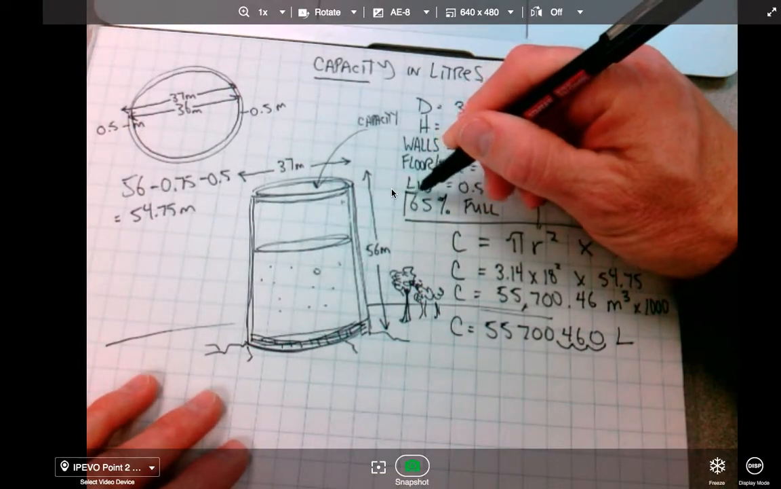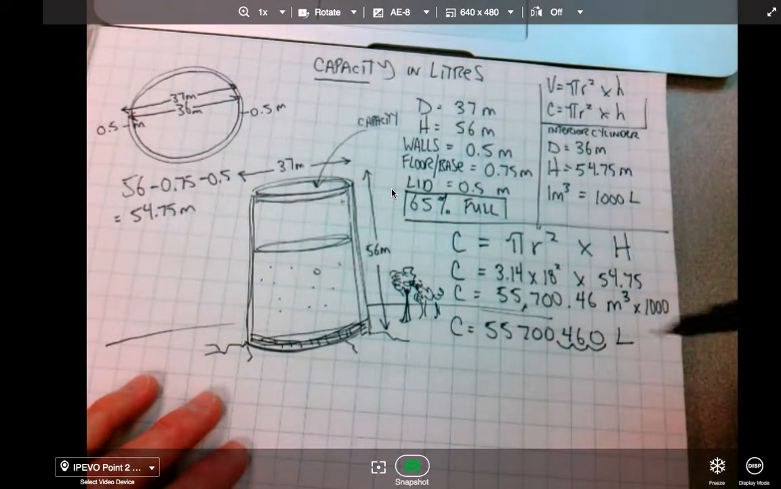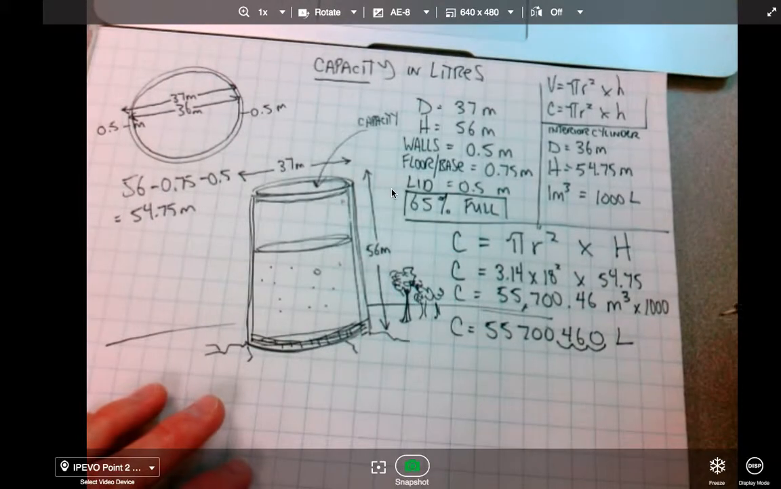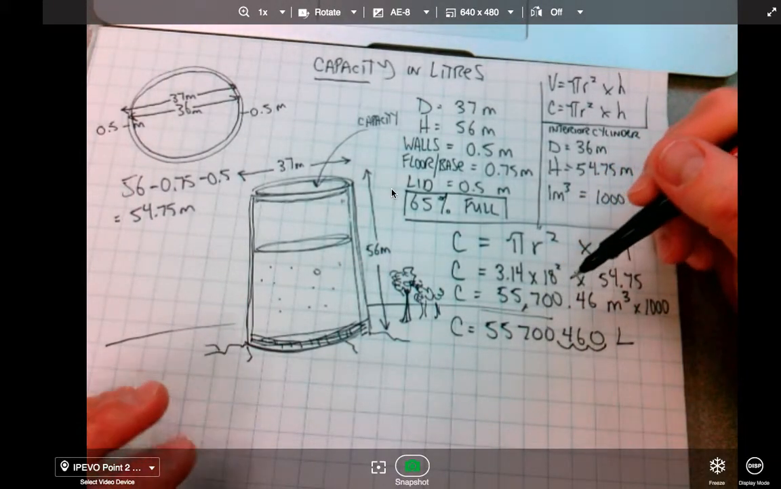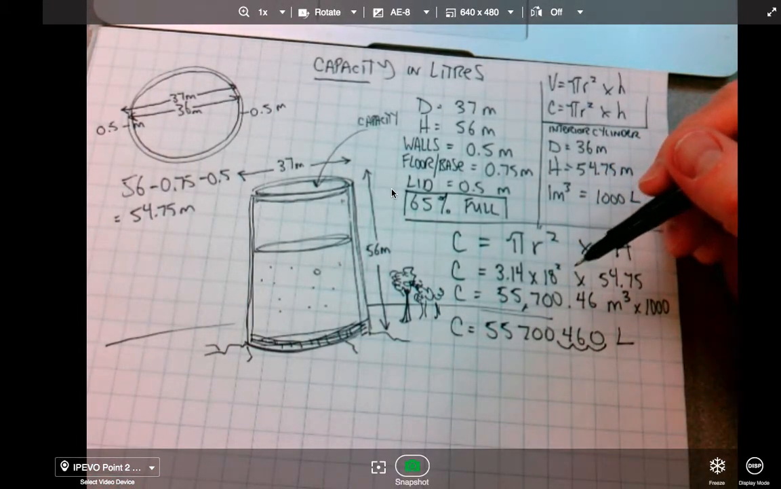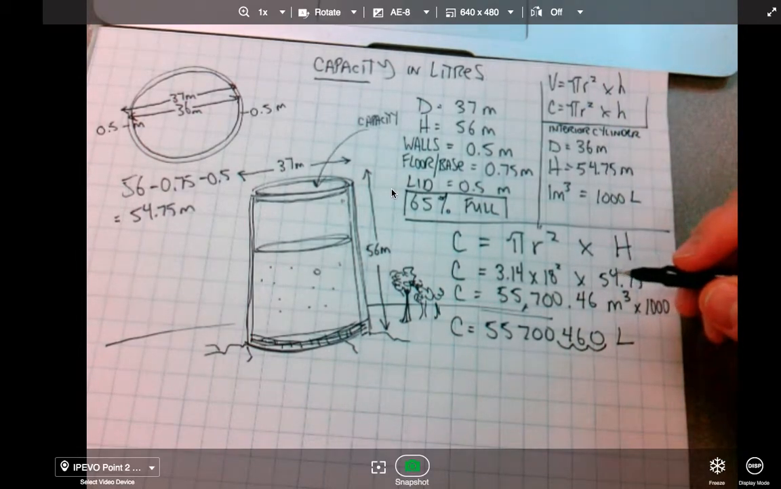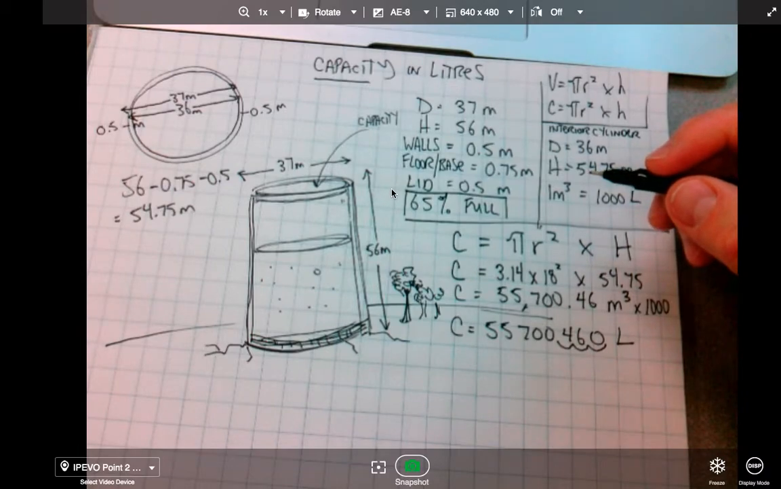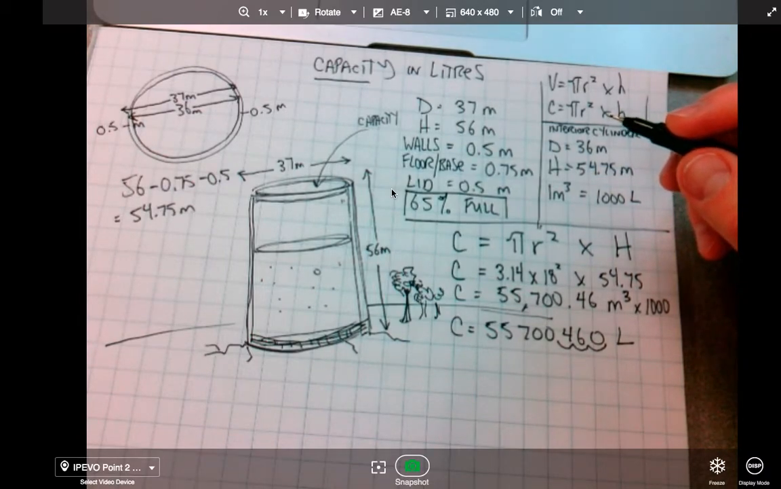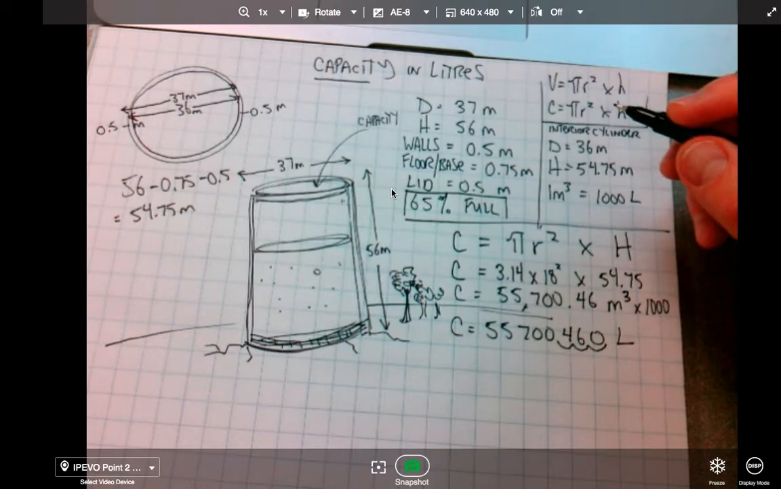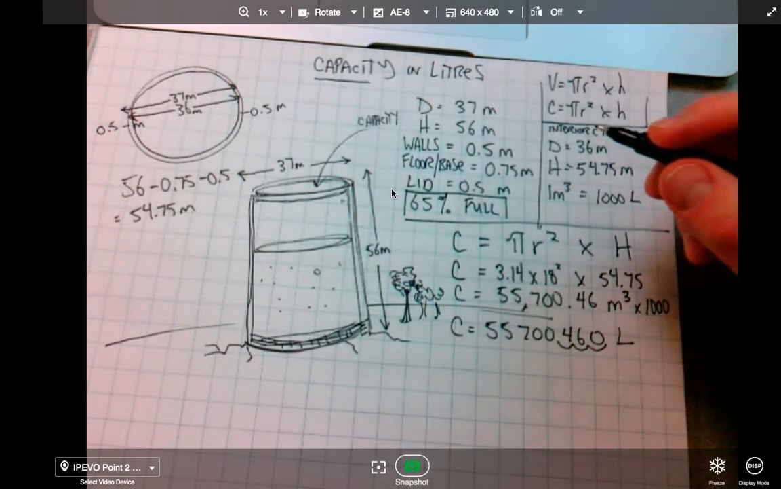It's only 65% full. So how do I find 65% of 55,700,460 liters? Yes, Laura. Is it divided by 0.65? Say it again. Close. 65% of... Multiply. Multiply, right, Gibran? Right?